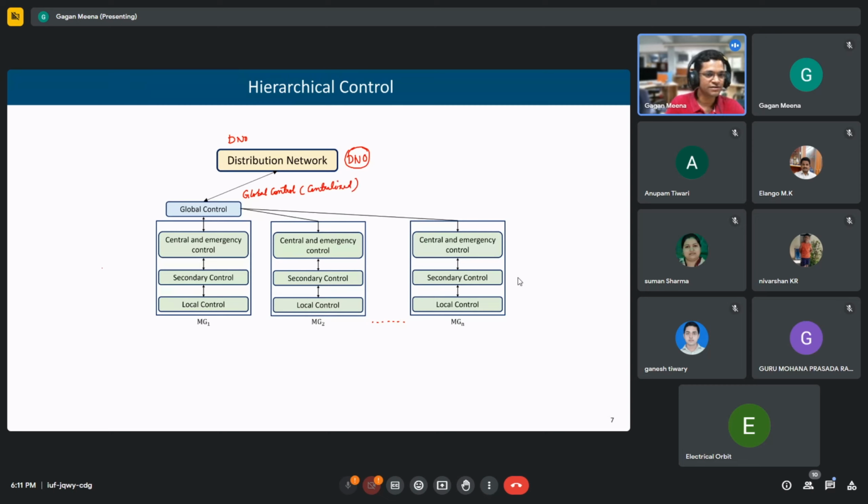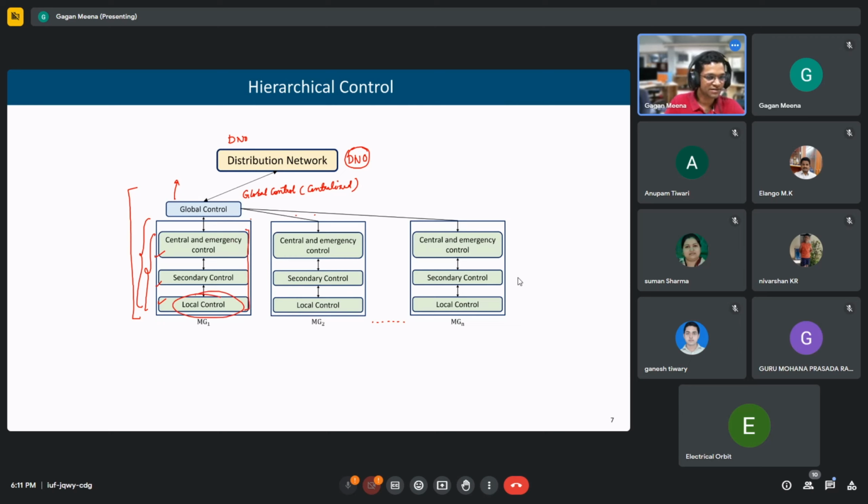And then each microgrid has a hierarchy of control. So overall, this is also one hierarchy. The topmost is global control, and the next level is each microgrid, and within each microgrid we have these three levels: local control, secondary control, and the central and emergency control.